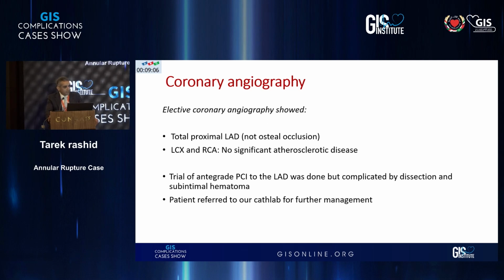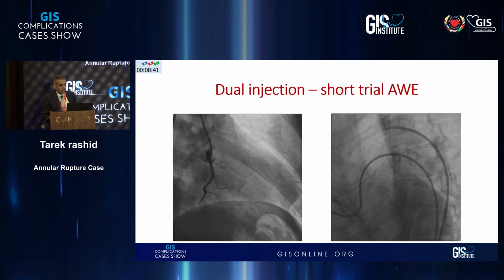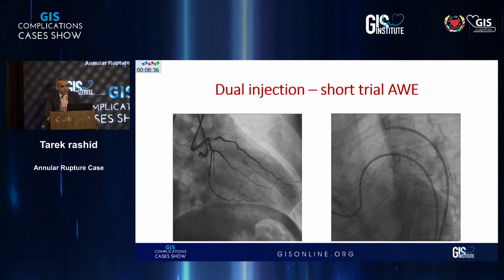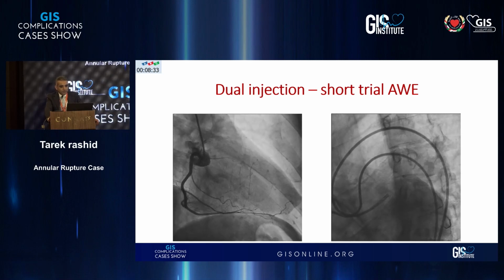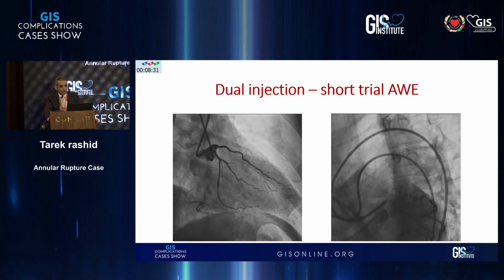This patient had a previous coronary angiography that showed a total proximal LAD occlusion, but not ostial. A trial of opening this total occlusion was done, but complicated by dissection and subintimal hematoma, and the patient was referred to us 2 months after this trial for further management. And this is the dual angiography. You can see that this LAD is filled retrogradely from the right coronary, and unfortunately, the total occlusion has become ostial.